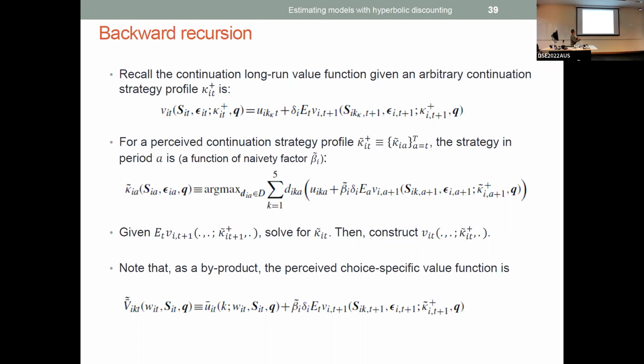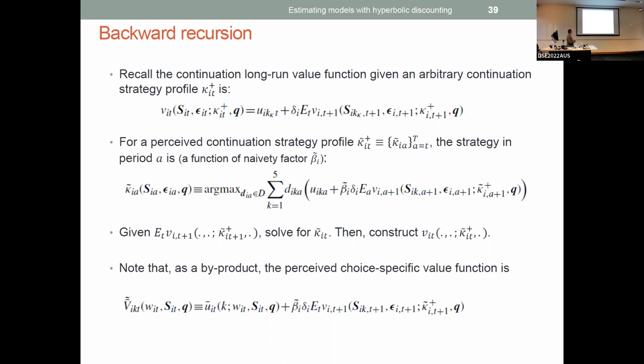In the sophisticated agent problem, this will just be equal to the actual present bias factor. So you do the backward recursion, assuming beta tilde is the actual beta. For naive individuals, this is set to 1. So the current self thinks that the future selves are time consistent. They think that the future selves have present bias factor equal to 1.